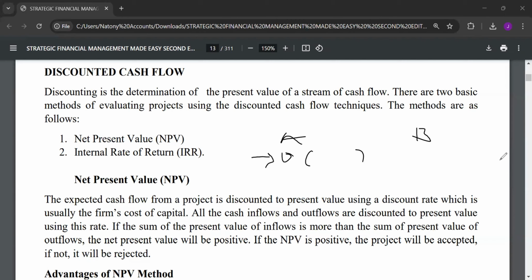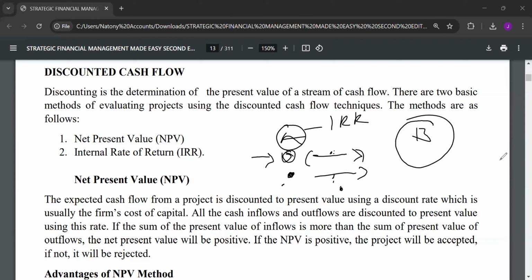So by the time you bring this outflow and the inflows together for the number of years, you now discount them using a rate. If after discounting, you add the cash flows, the outflows and the inflows, and you have zero after using the first rate, then that means that rate is the internal rate of return. Then you will not need to go to the second rate.